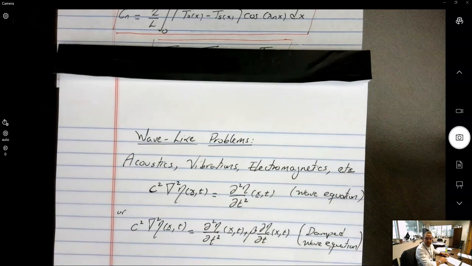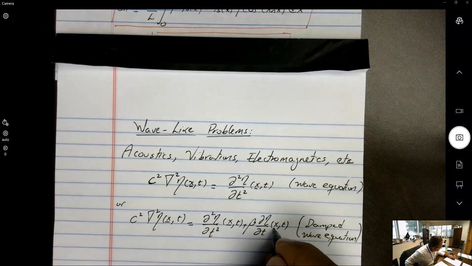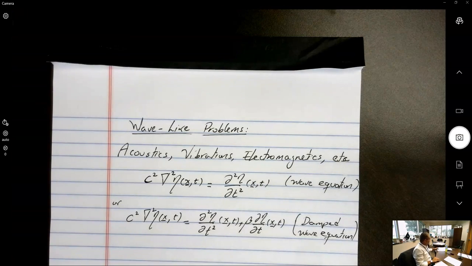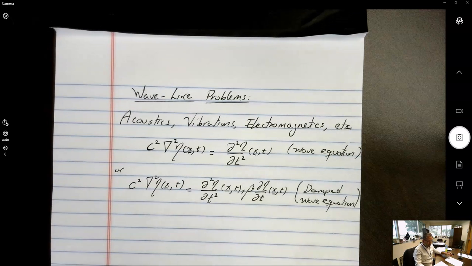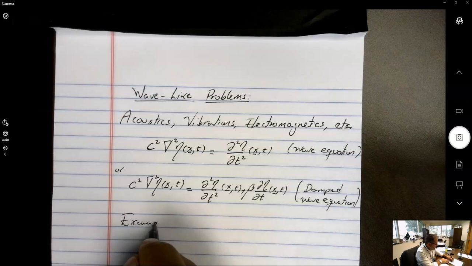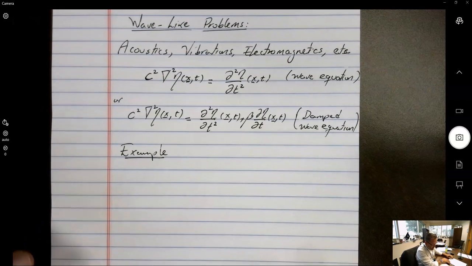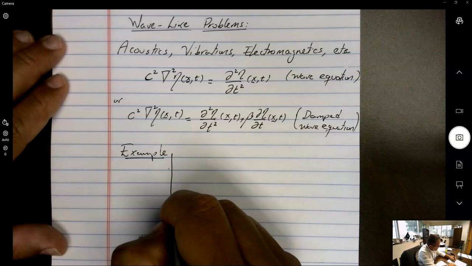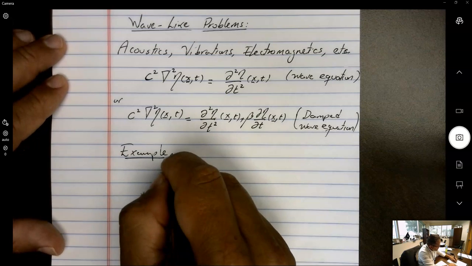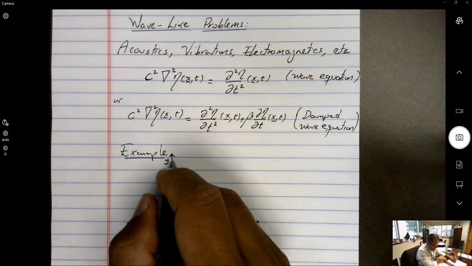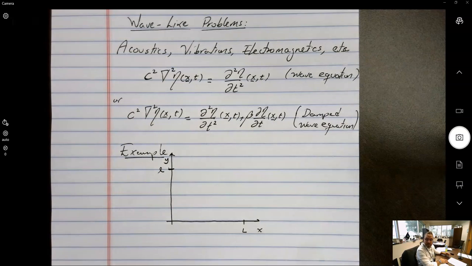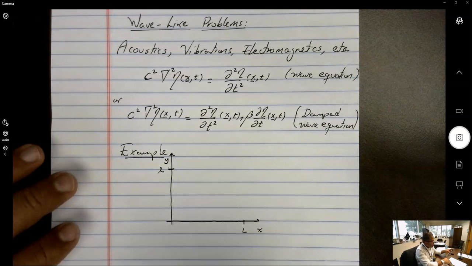Again, we've already derived these in this class for electromagnetics, for example, but this is the same as you will have in a vibrations problem, a multidimensional vibrations problem. Let's do that in the case of vibrations. Let's do an example where we have a two-dimensional domain, X and Y, and let's say that this goes from 0 to L in the X direction and 0 to L in the Y direction.